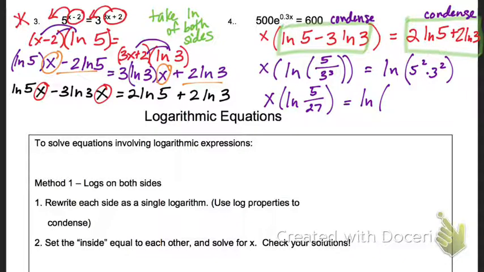whatever 5 squared times 3 squared is, 25 times 9. You got that, Claire? 225.